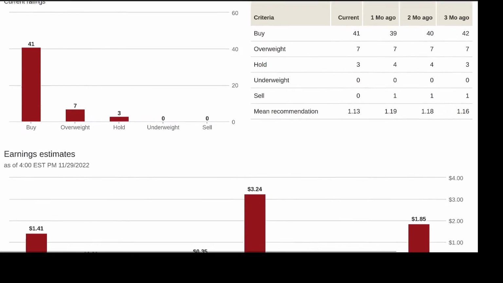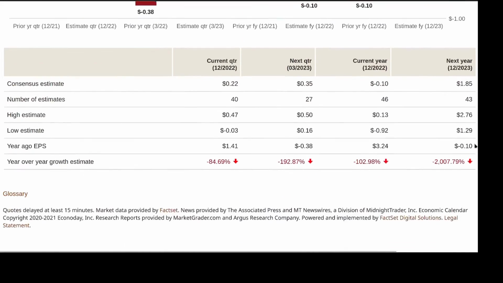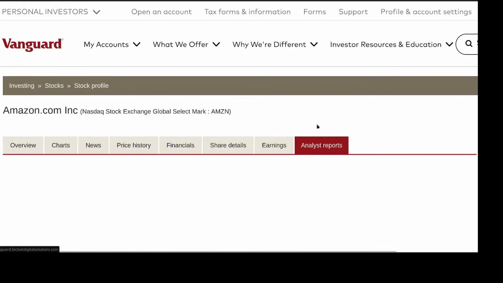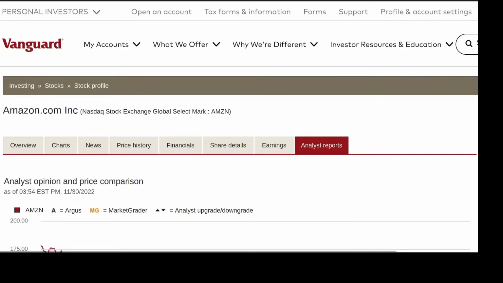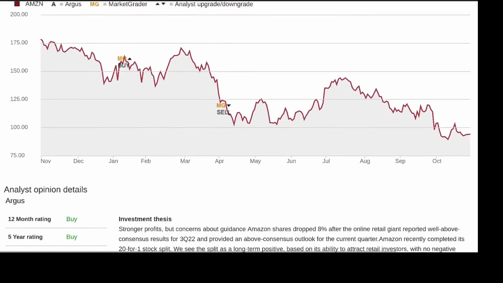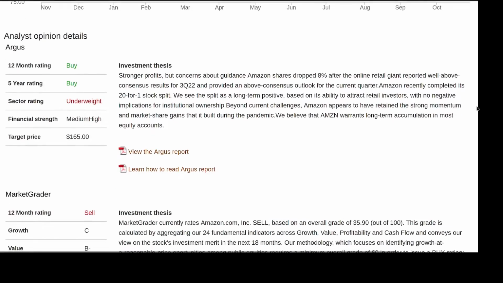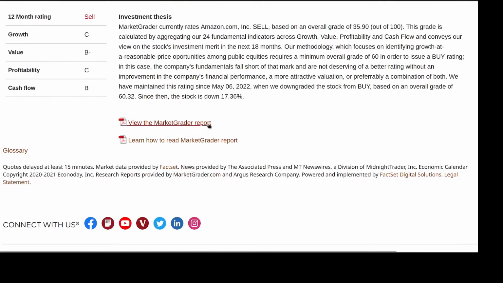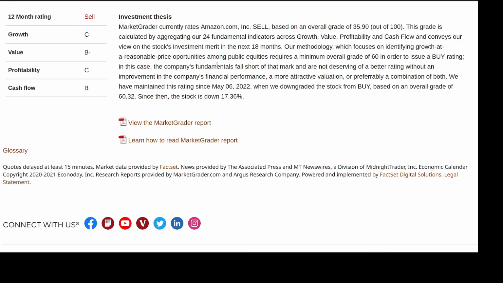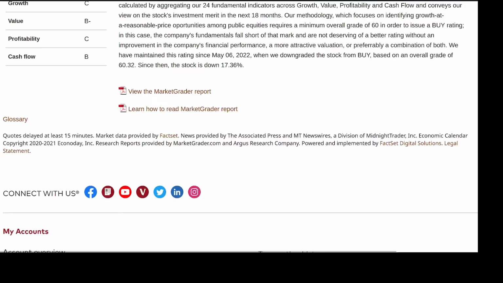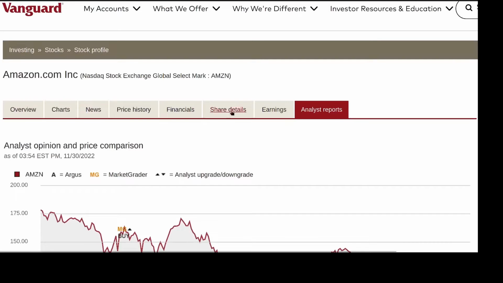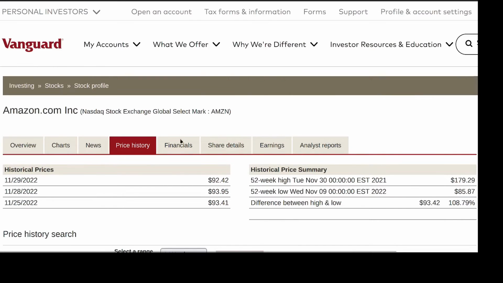You can see analyst ratings as far as buy recommendations and so forth. There are also analyst reports. However, Vanguard only gives you, I believe, 2 reports. Yeah, you have 2 reports: this Argus report and Market Grader. Whereas Fidelity and Schwab give you like 4 or 5. I don't see an industry comparison with them. So it's very basic as far as what you can do.